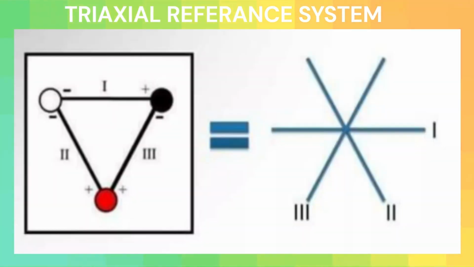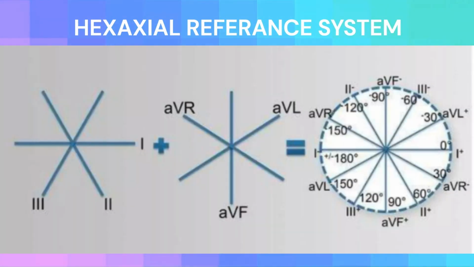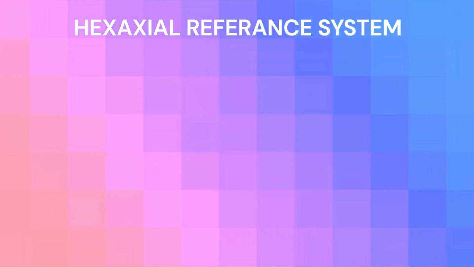For quadrant approach, we use the hexaxial reference system. It is made up of the unipolar limb leads and the augmented limb leads. We call it the triaxial reference system. When these two triaxial reference systems are combined and superimposed upon each other, they form the hexaxial reference system.